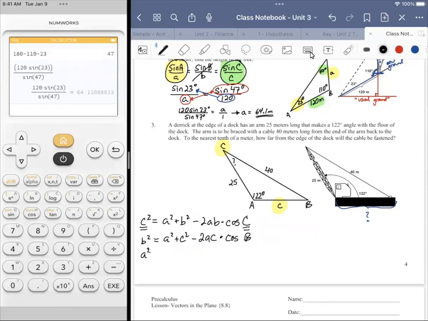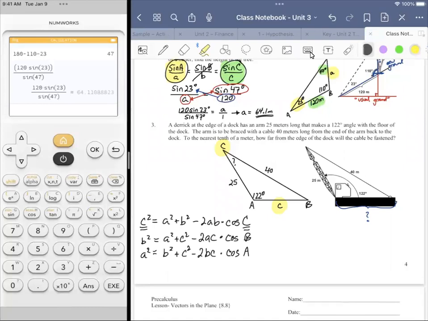Okay, and then A squared is equal to B squared plus C squared minus 2BC times cosine A. All right, so I'm going to highlight the things that we know in each formula, and the one that has only one variable left over to be solved for is the one we would go with.